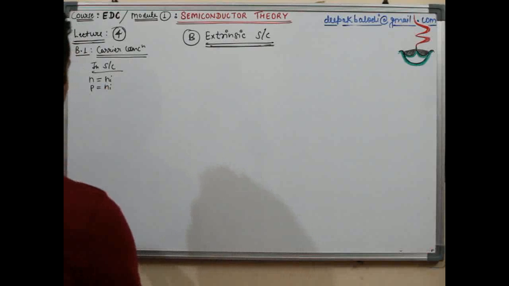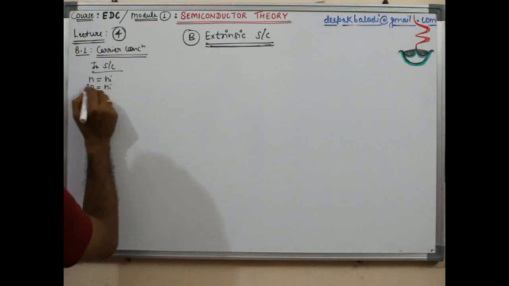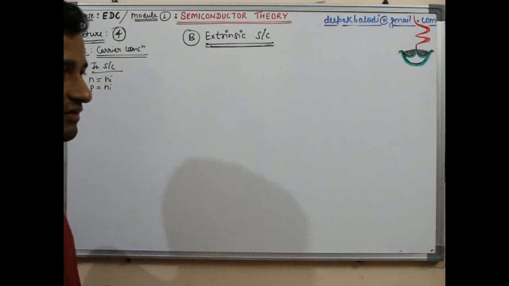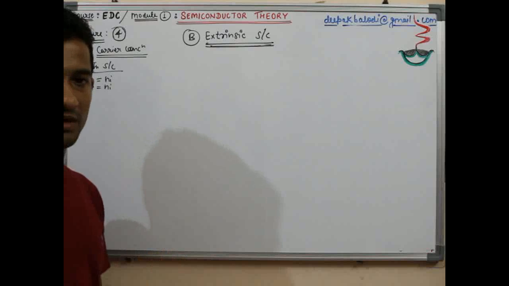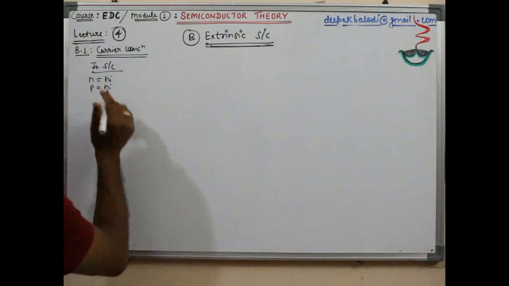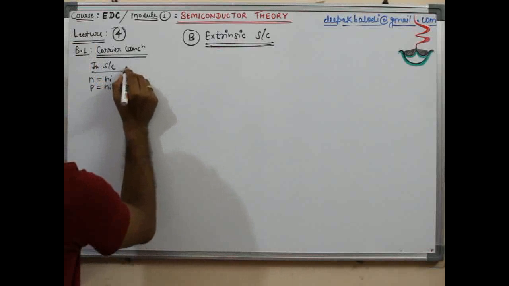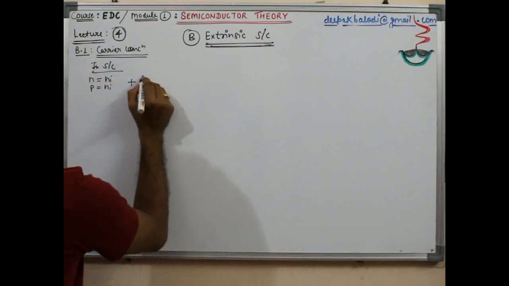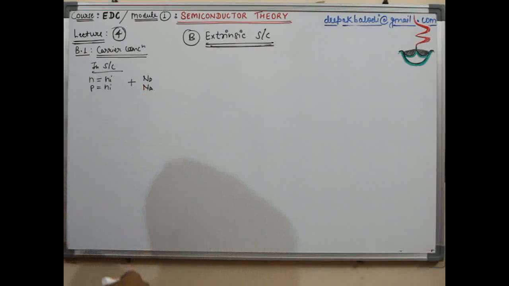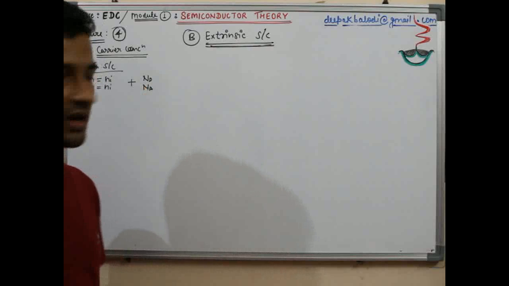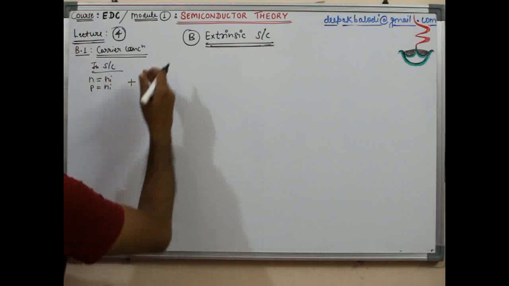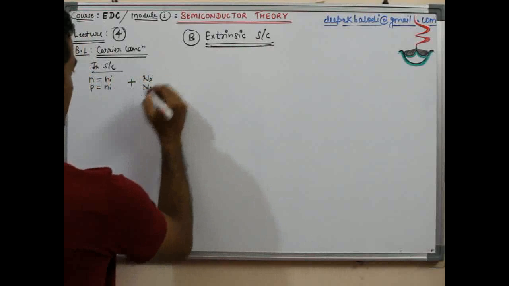Just to differentiate between intrinsic and extrinsic concentration, I'll be denoting the extrinsic ones as N0 and P0. So earlier it was this, then we added Nd and Na, both. This time we are doing it simultaneously, let's say, and they may not be equal, there may be a difference. They may have different values, they are independent of each other.